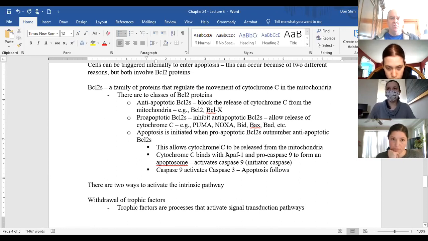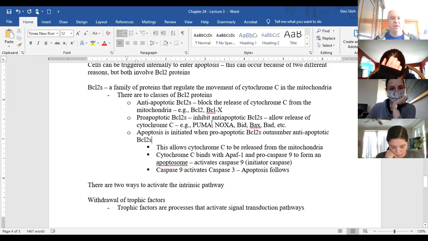Then what happens? It binds to an adaptor protein called APAF1, and APAF1 then brings in procaspase 9, which is an initiator caspase. And these come together in a really interesting and complicated complex. It's not just three things coming together. It's like multiples of each, and they make this big wheel, the wheel of death. And this activates caspase 9. And caspase 9 then activates caspase 3. So we're back to caspase 3. Okay. So that's the BCL2 story. You've got your pro and your anti-apoptotic BCL2s.